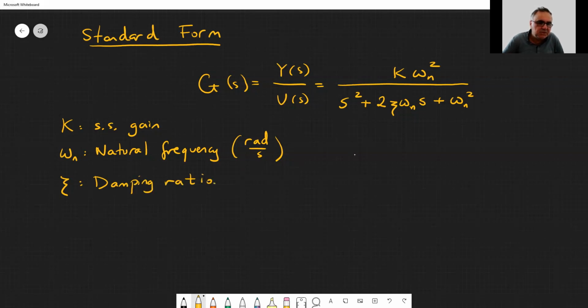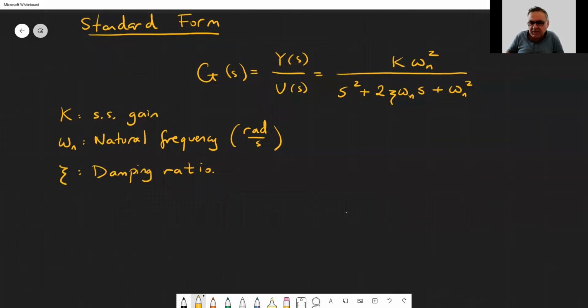Natural frequency measures the speed of oscillations or the period of oscillations, and damping ratio measures how damped your system is, or the speed of your system.